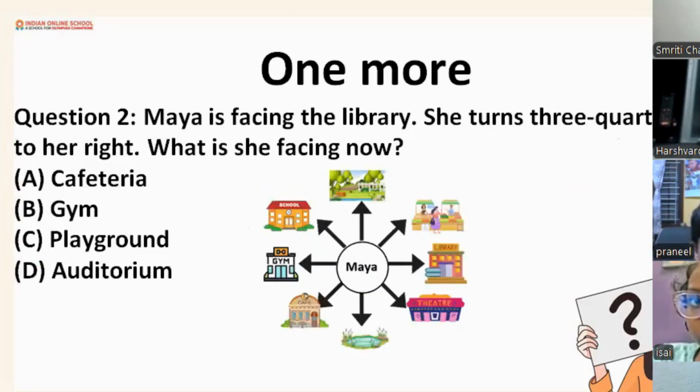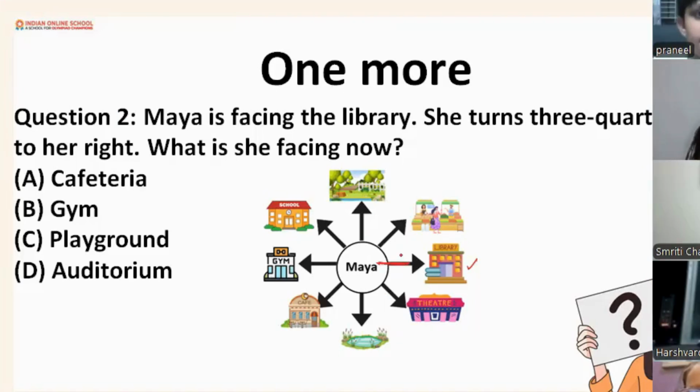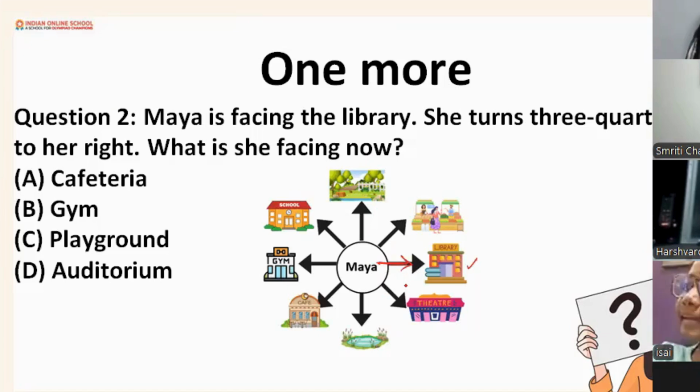Next question is Maya is facing the library. Where is library? Okay, as you can see, library is here. So Maya is facing the library. Now she turns 3/4 to her right. 3/4 means 3/4 turn. Okay, what is she facing now? Yes, Ganesh. Tell me, Ganesh. If Maya is facing the library, in which this direction? And she needs to take 3/4 to her right. Yes, Ganesh, tell me.